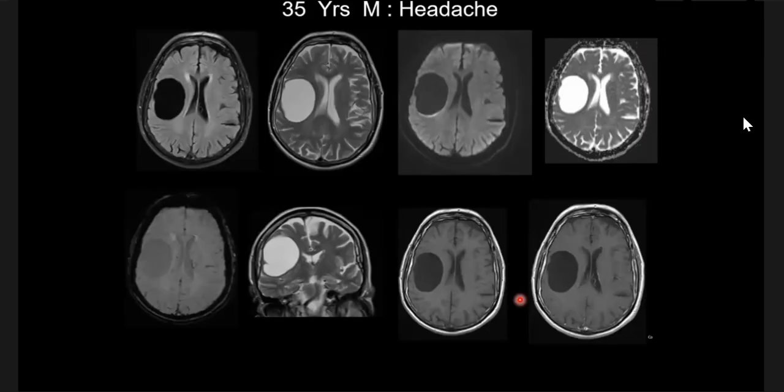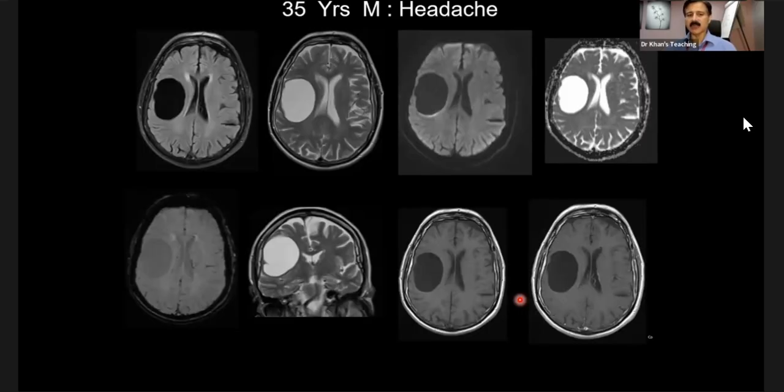Hydatid, if you go back to the histology, has got 3 layers, and if the layer becomes crumbled inside, you will get those membranes. There can be daughter cysts also, just like you can have daughter cysts in the liver or the lung. But classical hydatid, which will come in the exam, is like this.